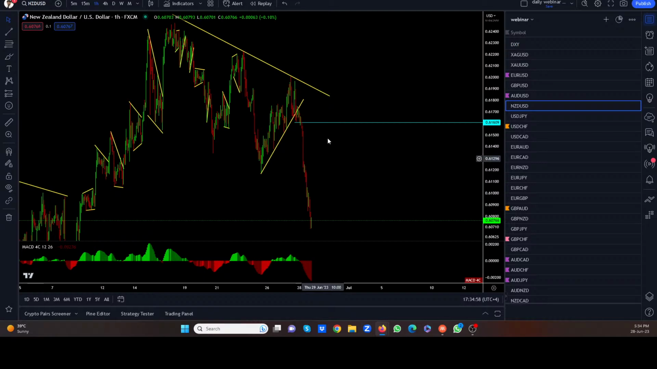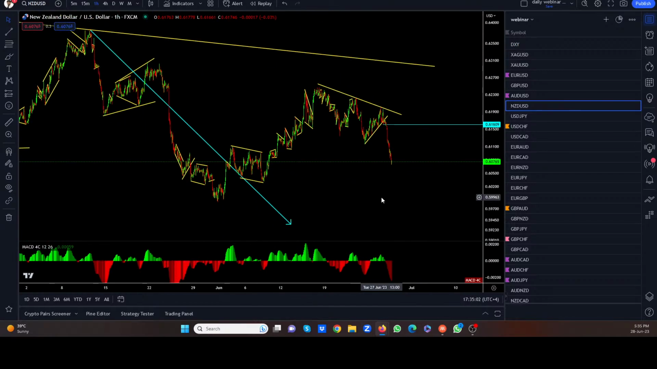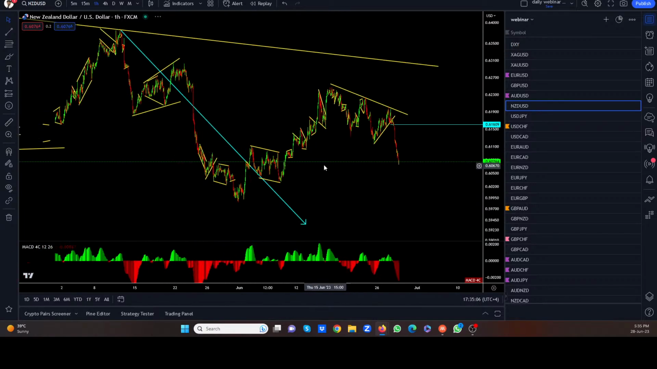So this one, I'm expecting this to go back up. This was the sell from yesterday. We expect this to go back up. Now we're waiting for the buy setup. Why do I think this should go back up?